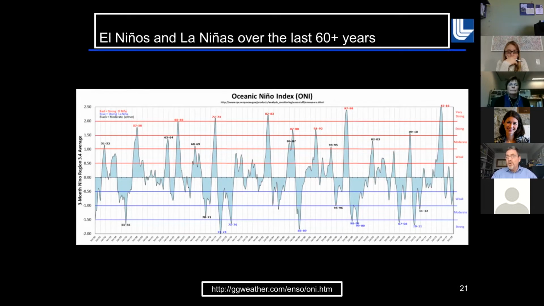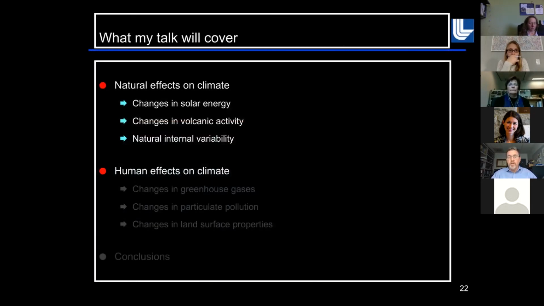And there's a whole zoo of these things, not just El Niños and La Niñas, but many other different modes of internal variability in the climate system. And if you're a climate scientist, that's what you do. You study these things, you know and love them, and you try and understand their patterns and how they influence climate all around the world. So all of this was natural stuff: the sun, volcanoes, internal variability.